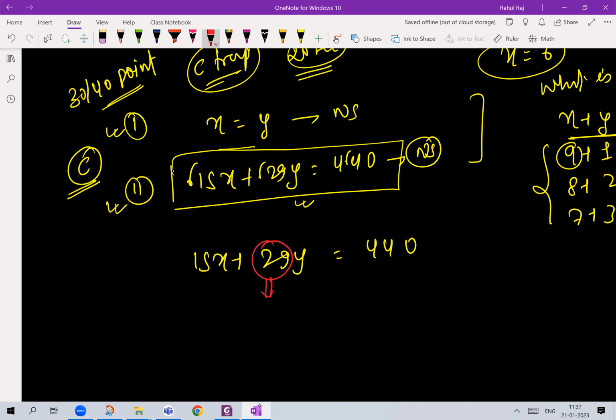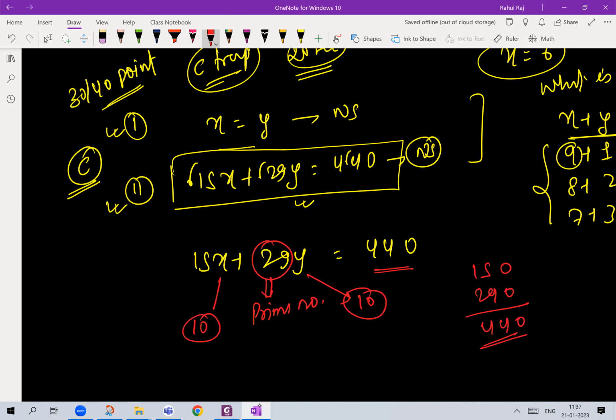What I have seen is that if there is one prime number in the equation, there is usually one value of X and Y. So imagine if I put X is equal to 10 over here, Y is equal to 10 over here, I'll get 440. When I put X is equal to 10, I get 150. When I put Y is equal to 10, I get 290. That is nothing but 440. It's straightforward. So except for this 10 and 10, I can promise you there are no other values of X and Y which will give you 440. Now it's nothing but a hit and trial method, which you will have to do for yourself.